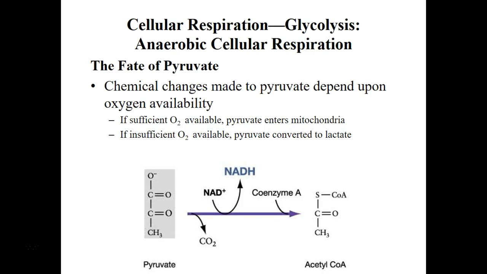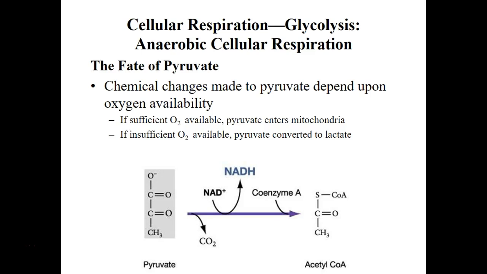Without oxygen, pyruvate does not enter the mitochondria and instead is going to be converted to lactate. This is to allow us to produce, or I should say reproduce, NAD. So NAD was reduced to NADH, but if there's no oxygen available, NADH has to be oxidized back to NAD so we can continue glycolysis through the breakdown of another glucose molecule.